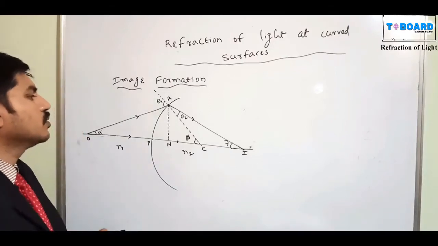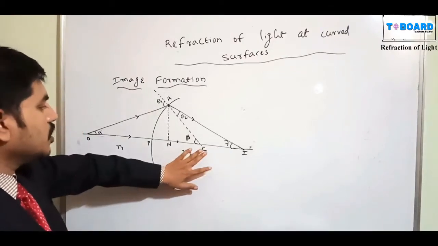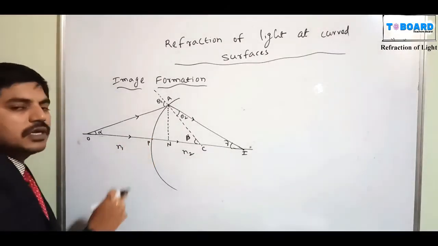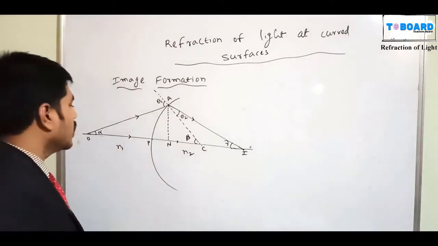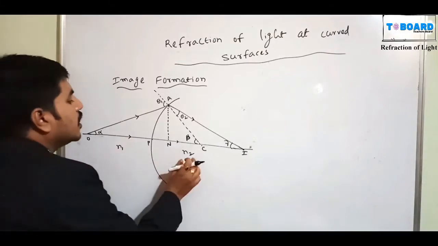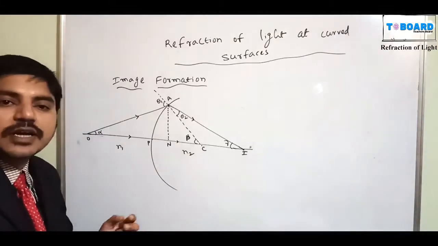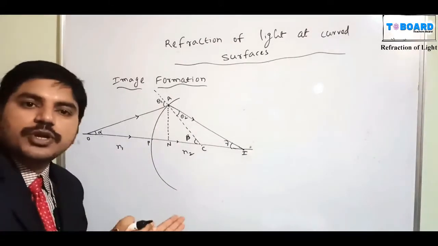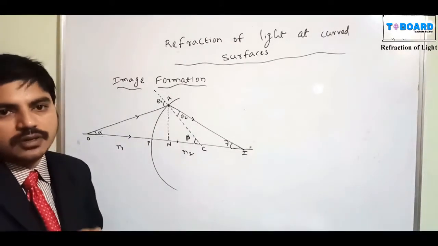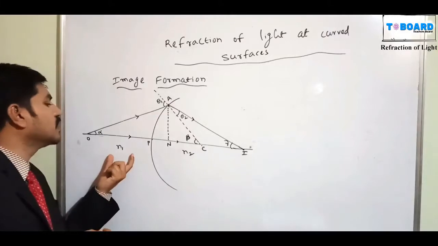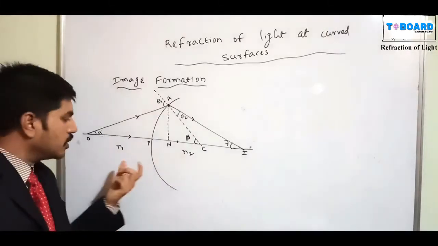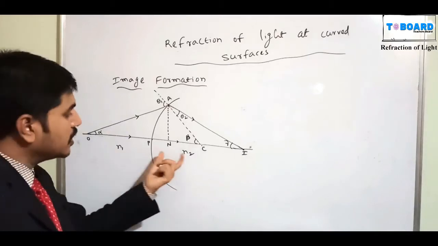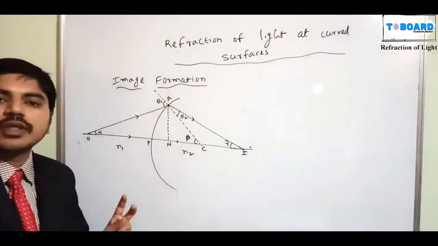Okay, so now these are the center of curvature. Now we have the different positions, and P is the pole. And what about N1 and N2? N1 is nothing but the refractive index of the first medium and N2 of the second medium. You can imagine the first is air and the second is water, for example. The rarer medium's refractive index is N1, and the denser medium's refractive index is N2.